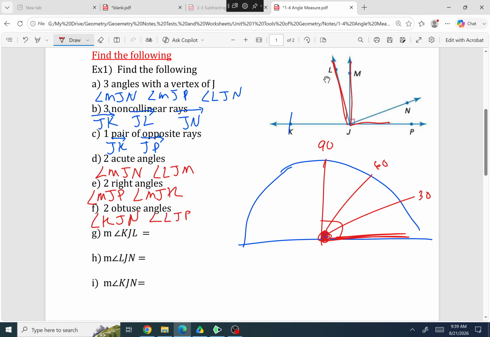Easy? All right. Next one. KJL. Yeah? Just ballpark it right now. That's about 30 degrees. If you have a compass, you can get closer, yeah? But that's about 30 degrees right there.